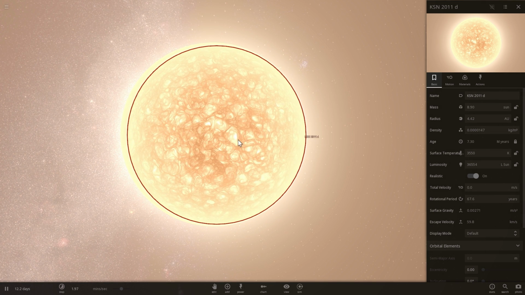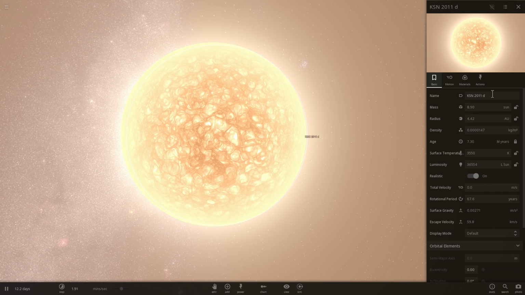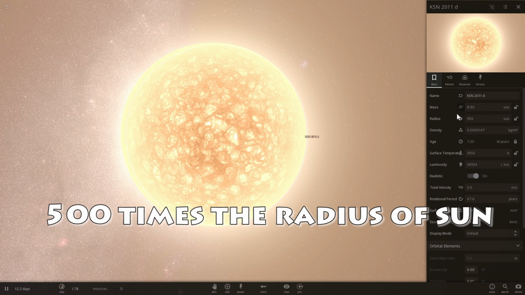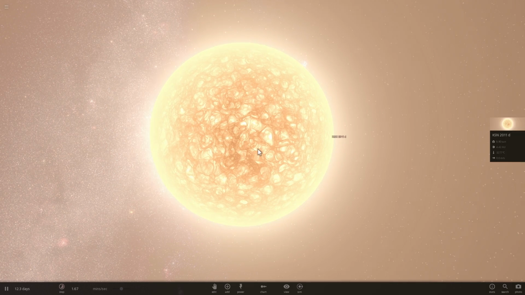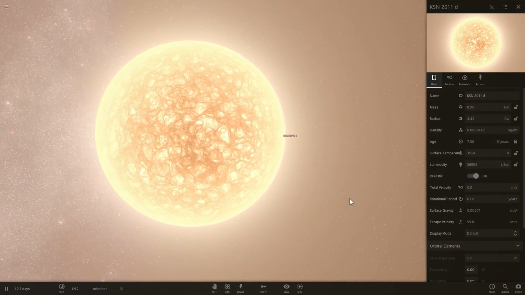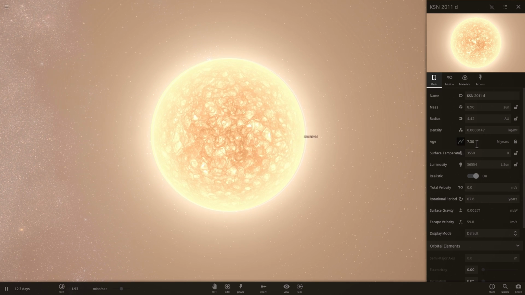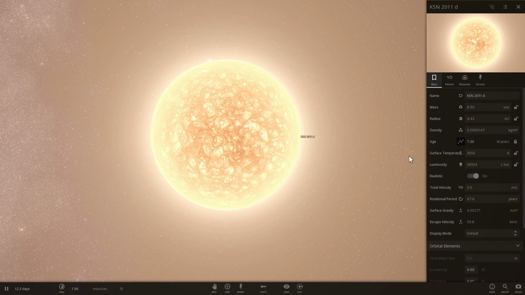So this star is about twice the size of the actual KSN 2011D. The actual KSN was about 500 solar radii, but this one is 950. The problem is this: if I reduce this right now, it will change a lot of the other parameters and will not make this star as realistic as it is right now. So what I'm going to do now is increase its age until it goes supernova, and we'll see what happens.